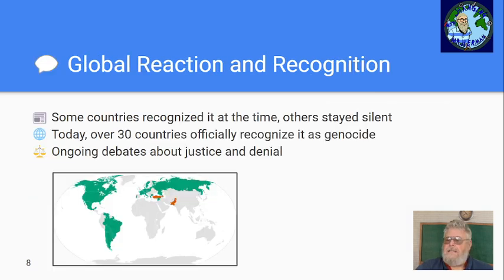The world's response at the time was limited. Some countries condemned the violence, but most didn't act. Today, more than 30 countries officially recognize the Armenian Genocide, including the United States. However, this recognition is still politically sensitive, especially when it comes to relations with Turkey. The debate continues over 100 years later.